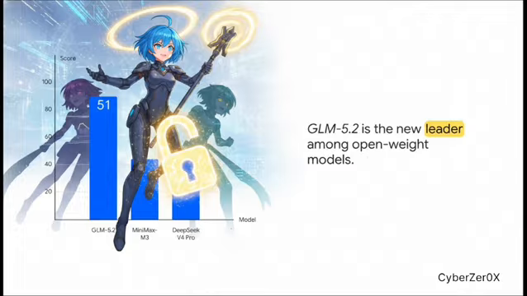GLM 5.2 is clearly pulling ahead of the pack. You can see it dominating with a score of 51. That establishes it as the new undisputed leader among all open-weight models, sitting comfortably ahead of incredibly formidable competitors like Minimax M3 and DeepSeek V4 Pro, which are both trailing back at 44.